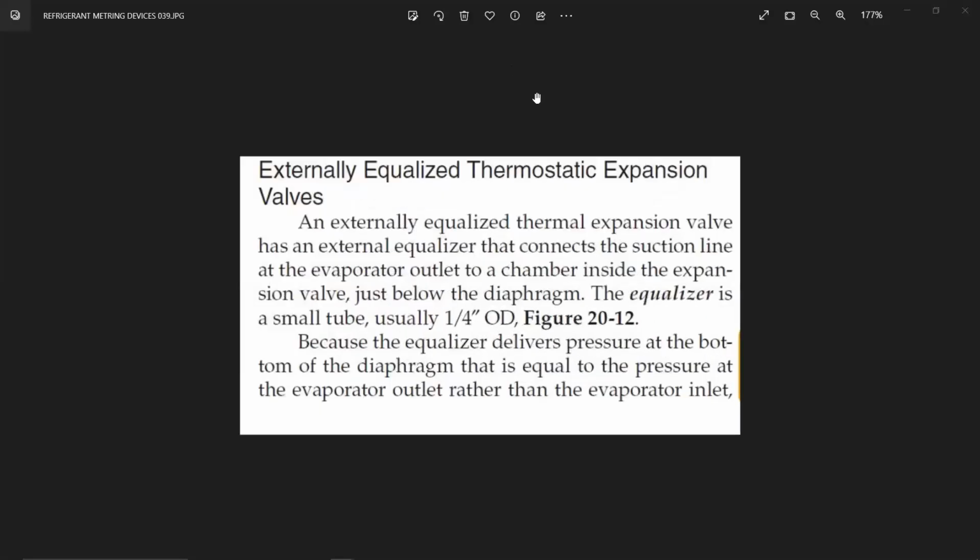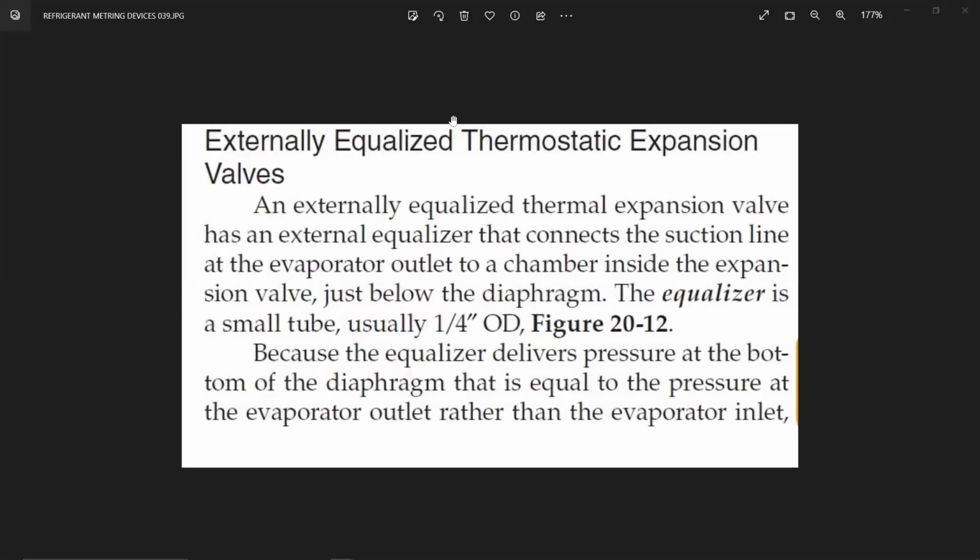All right. So now, externally equalized sensing thermostatic valves. Why do you require them? That is the question first. As there is a large pressure drop across the evaporator, you will require externally equalized thermostatic expansion valves. Now, the design is a little bit different from the other design.